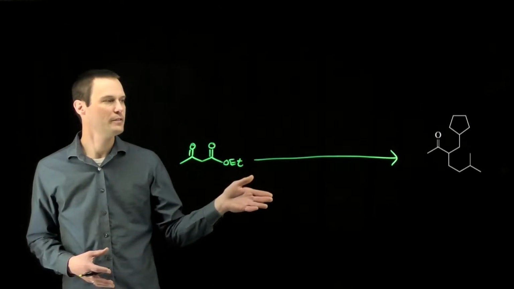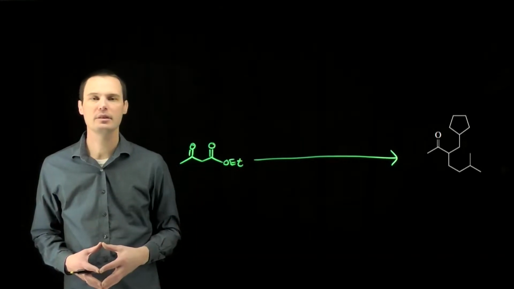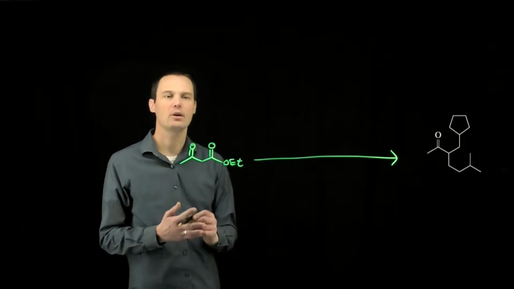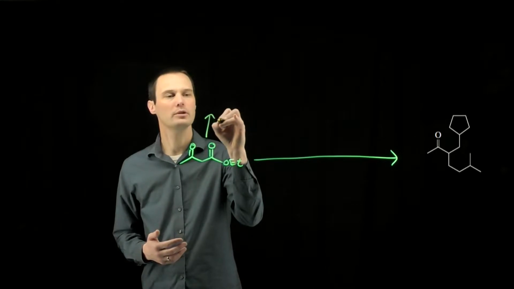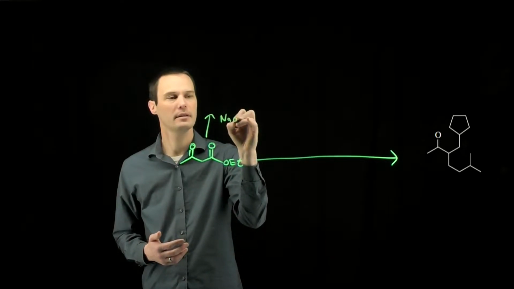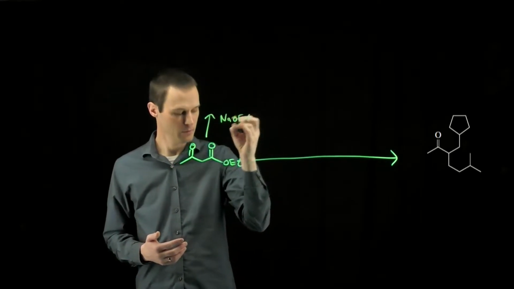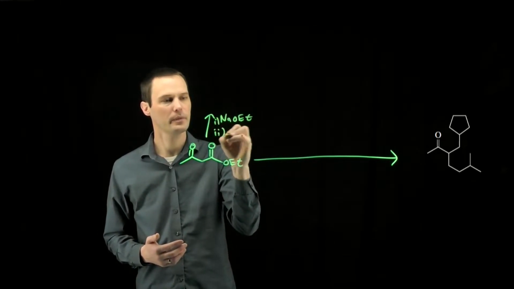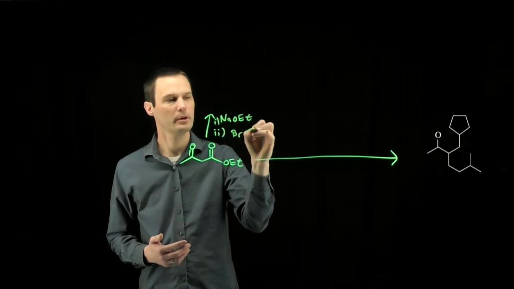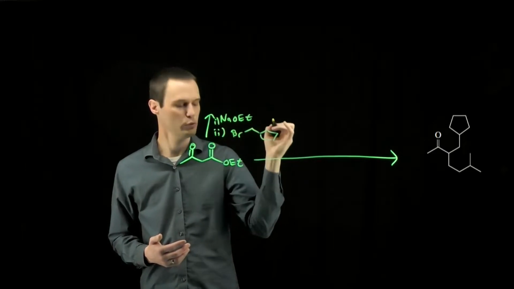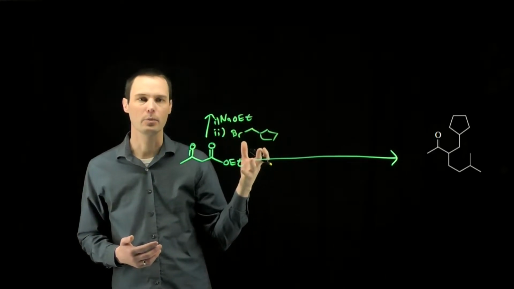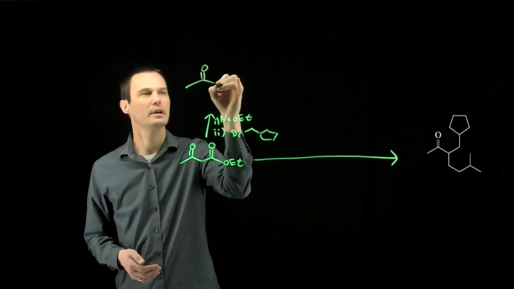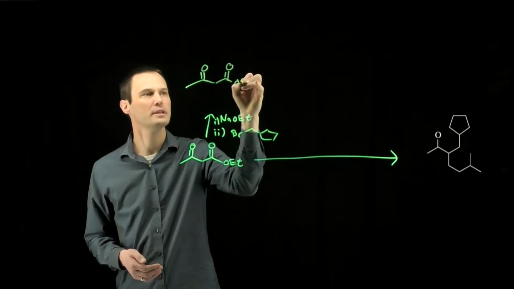This assessment asks us to devise a synthesis of this product using the acetoacetic ester synthesis pathway. So the first thing we want to do is add on our 2 alkyl groups. We'll start by adding sodium ethoxide, followed by the electrophile that we want to use, which will be a Br leaving group, and then a 2-carbon spacer, and then our cyclopentane ring. That will form the acetoacetic ester with one of our alkyl groups attached.